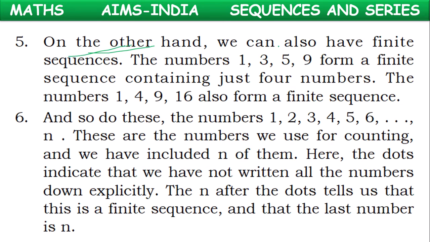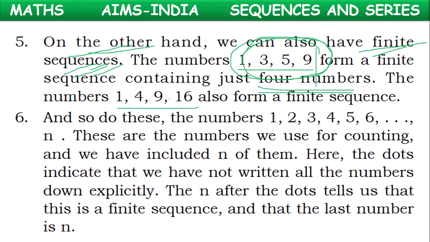On the other hand, not only infinite sequences, we can also have finite sequences. Suppose the group of numbers like 1, 3, 5, 9 is just a finite sequence having only 4 numbers. The sequence ended with 4 numbers. Or the group of numbers 1, 4, 9, 16 is also a finite sequence having just 4 elements.